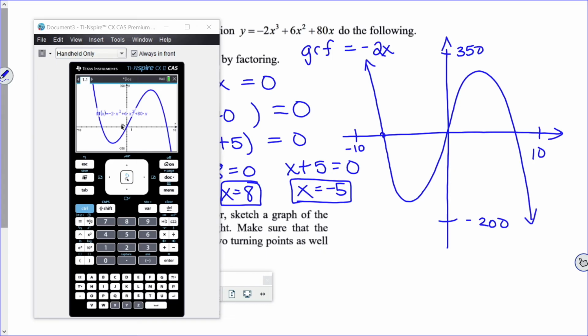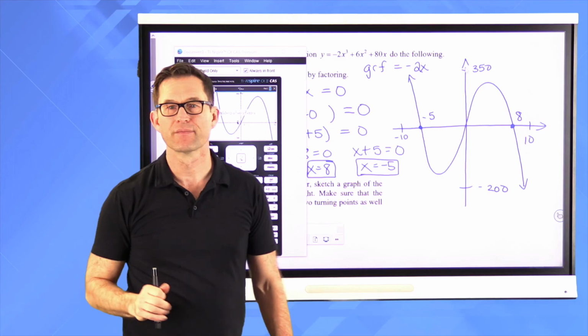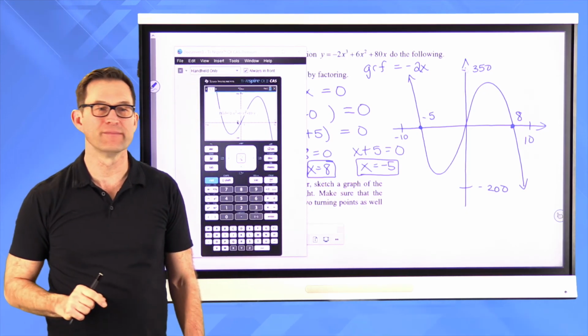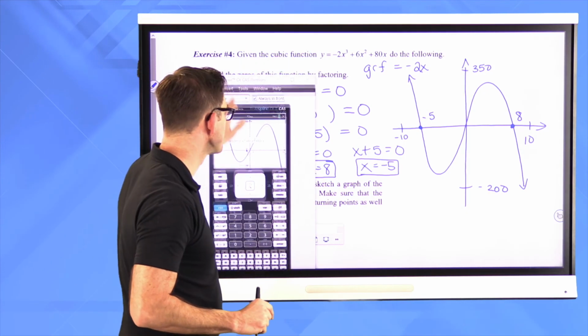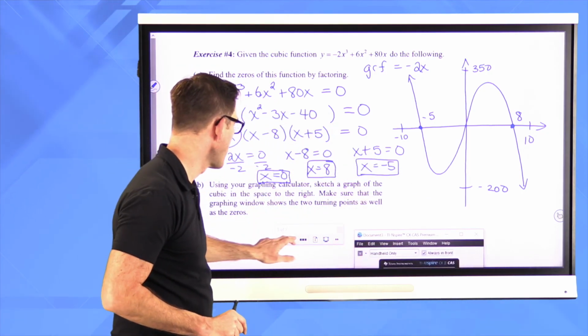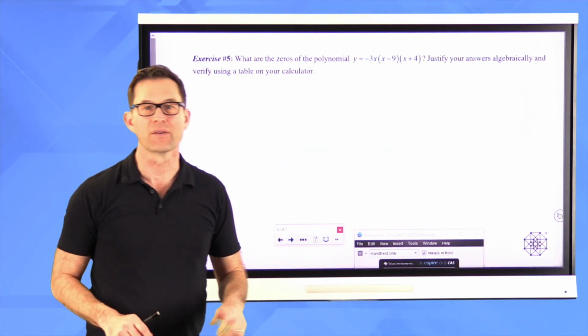Right? And then I'll mark my other two zeros. Those were at -5 and +8. And I think we have it. All right, nice little graph there. I love graphs of cubics. They're so much more interesting than graphs of quadratics, which, they all basically look the same.